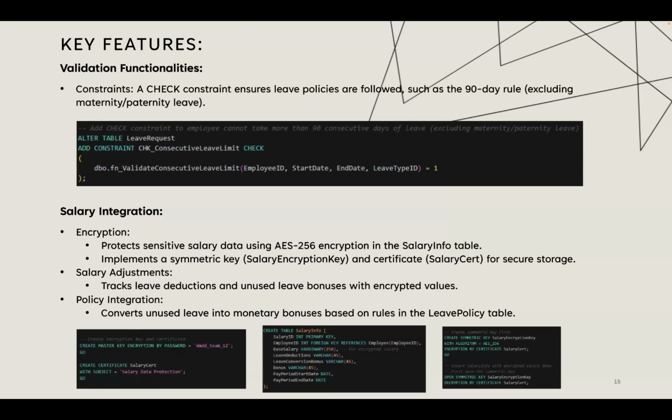And most importantly, the salary integration. Here, like my friend Lebo explained earlier, it protects the sensitive salary data using AES 256 encryption in the salary info table. And it tracks leave deductions and unused leave bonuses with encrypted values. And it also converts unused leave into monetary bonuses based on rules.